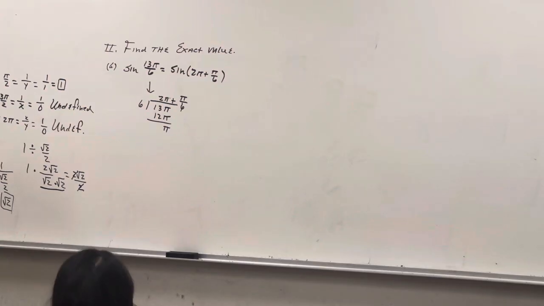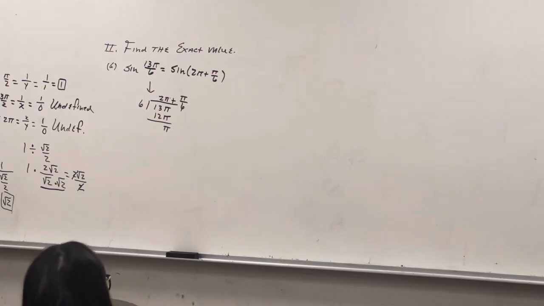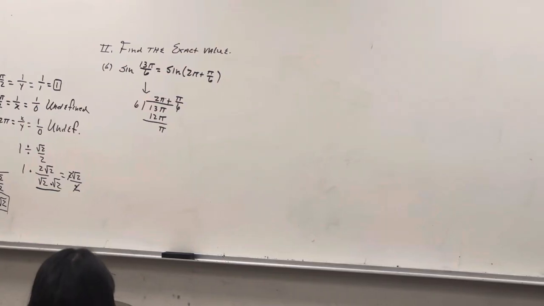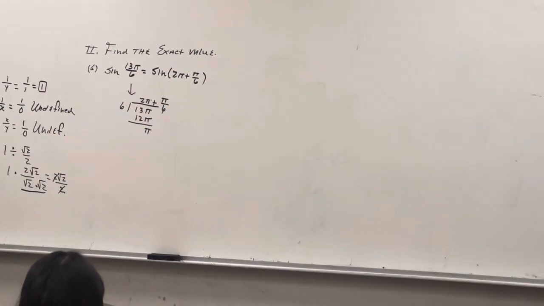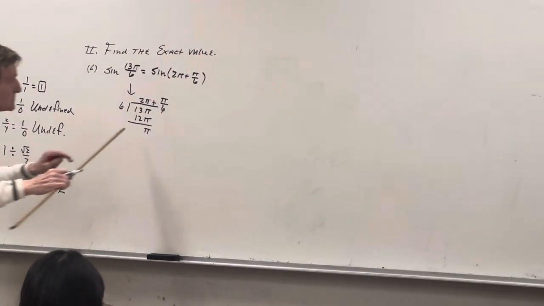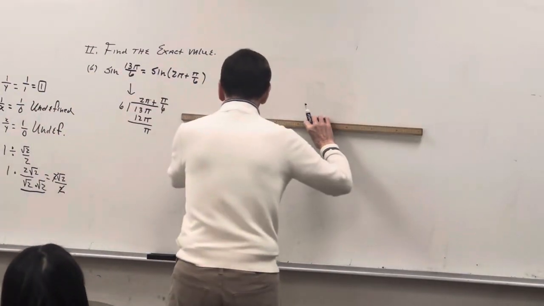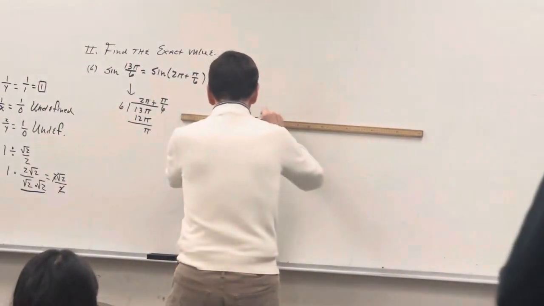Now, can anyone tell me as I sketch it? I want to sketch it. Think about that. Joseph, I think you already told me. I need to move 2 pi first, then an additional pi over 6. If I move 2 pi, where does that take me? Or what does that mean if I move 2 pi? Full circle.